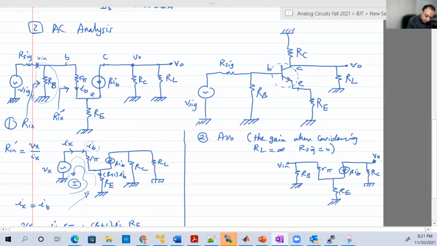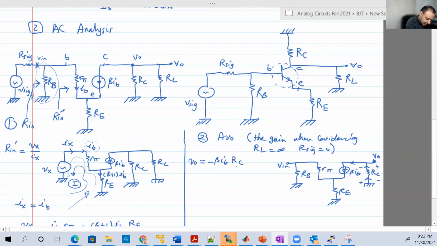What is VO? VO is the voltage across RC. The voltage across any resistor is the current multiplied by the resistor. What is the current flowing in RC? It's beta IB, but it's negative because it's flowing from bottom to up, while VO is the voltage of the top point in reference to the ground. So VO equal to minus beta IB RC.